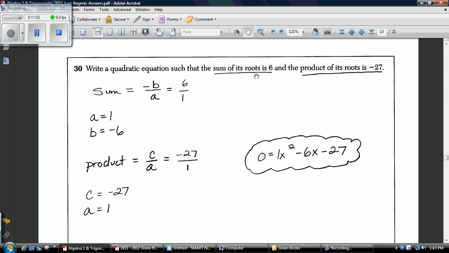Write a quadratic equation with the sum of the roots equal to 6 and the product equal to negative 27. Okay, well, the formula for sum is negative b over a, and product is c over a. 6 is the same thing as 6 over 1, which means a is 1 and b is negative 6, because negative of negative 6 is 6. The product, well, we know a is 1, and c is negative 27, and so 0 equals ax squared plus bx plus c, and b is negative 6 and c is negative 27.